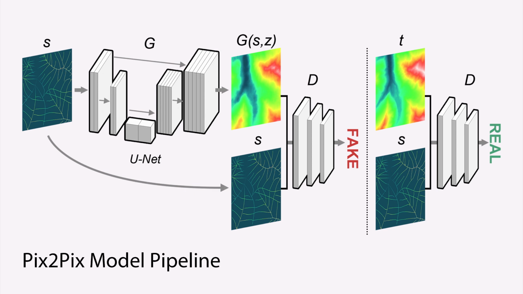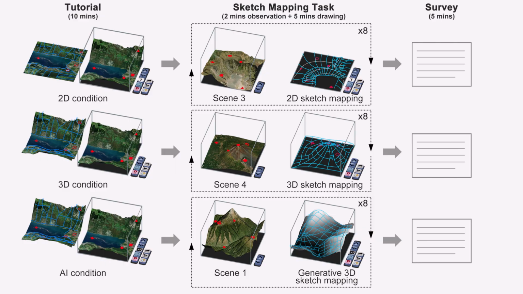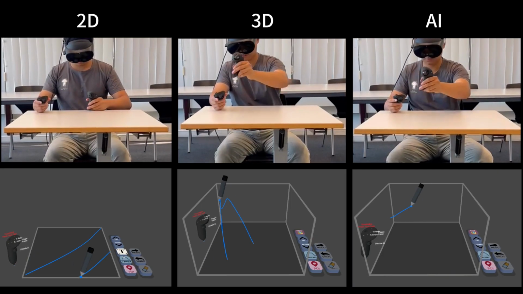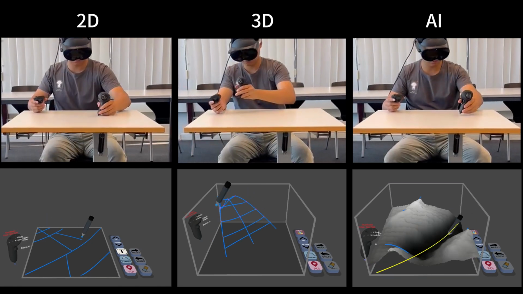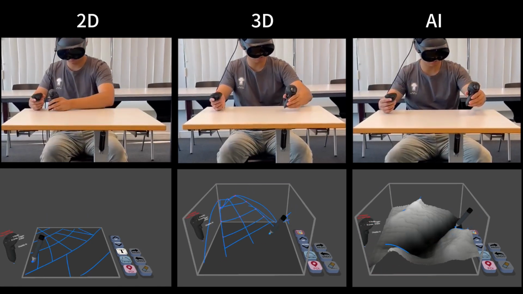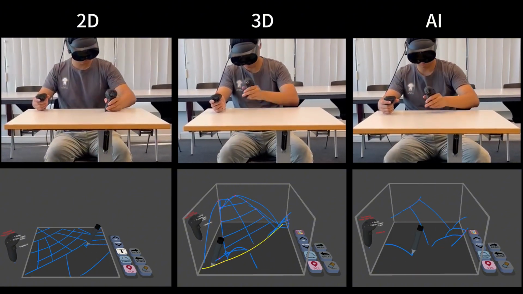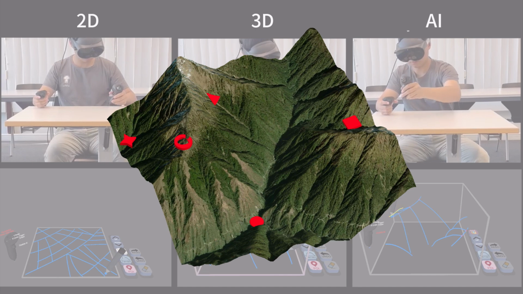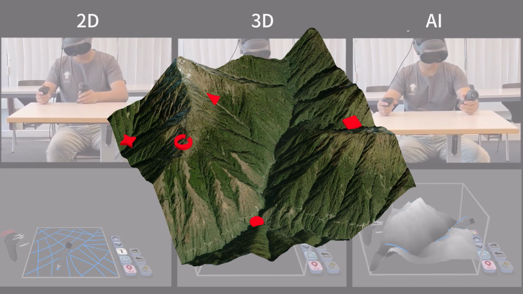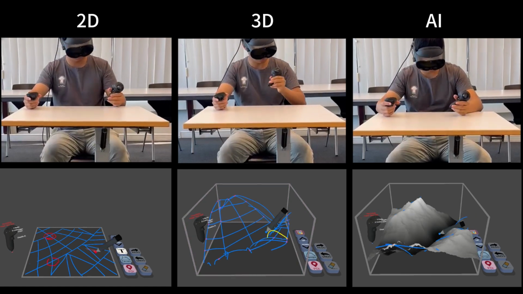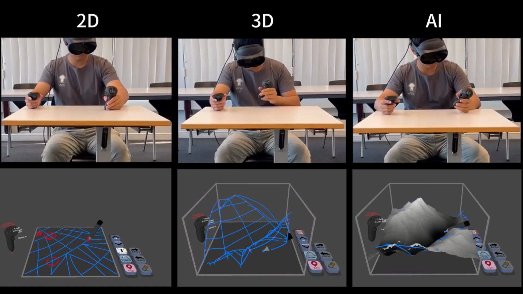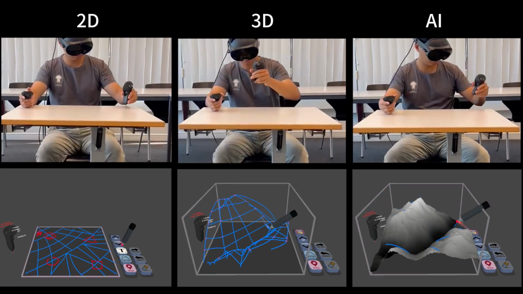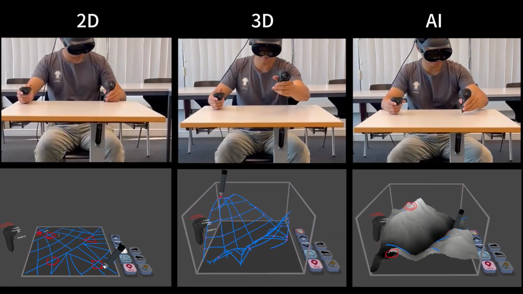We conducted a comparative user study with 36 participants between 2D, 3D, and generative 3D sketch mapping interfaces on memorizing 8 terrains. From left to right, we present an example sketching task using 2D, 3D, and generative sketch mapping interfaces, respectively. After observing a terrain model for 2 minutes, participants had 5 minutes to sketch on an empty workspace. Participants use one of the interfaces to create a sketch map from memory, incorporating both terrain structure and the locations and shapes of landmarks.